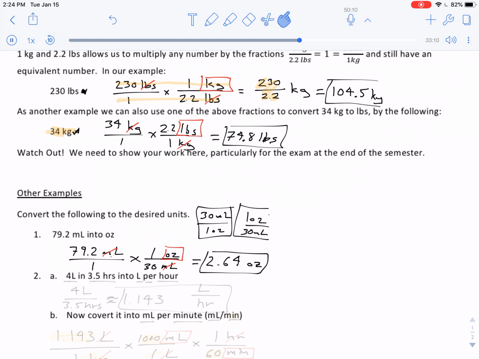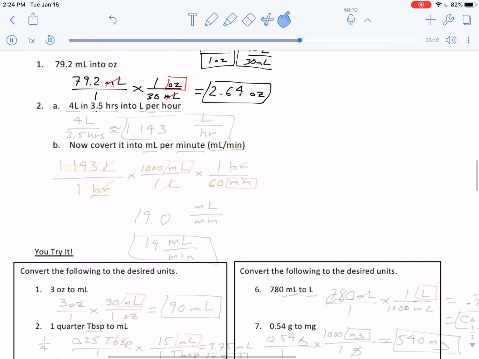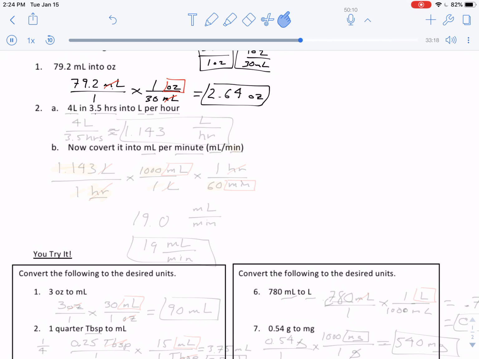All right, moving on. So I want to convert 4 liters in 3.5 hours into liters per hour. So this is what I want to convert it into. That's weird because I have liters and I have hours, and I want to convert it into liters per hour. By the way, per in mathematics means division. So what I'm looking for is liters per hour units-wise. Then all I have to do is take 4 liters and divide it by 3.5 hours.